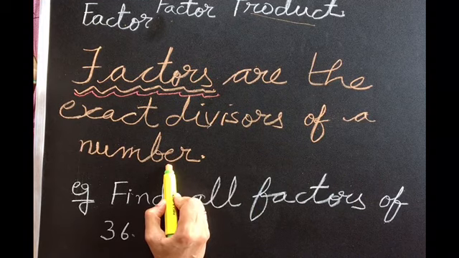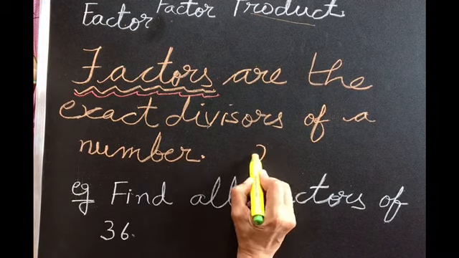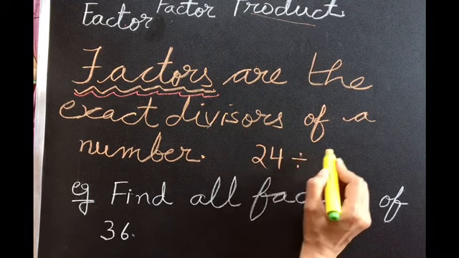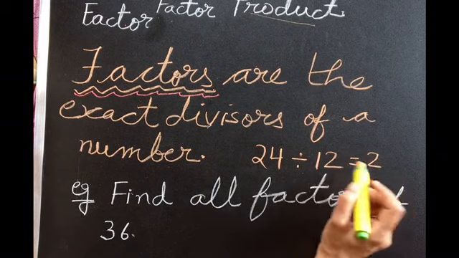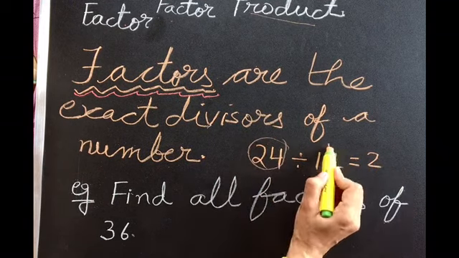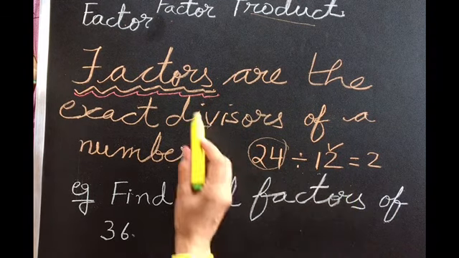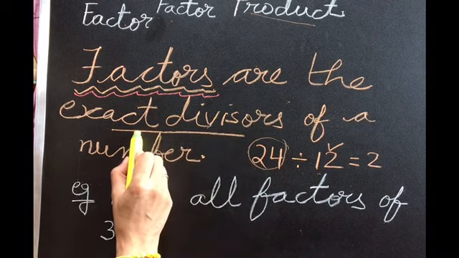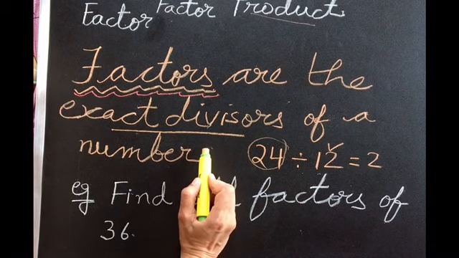That means if I talk about 24, if I divide 24 by 12, the answer will be 2. So this 24 is exactly divided by 12, so it is its factor. So factors are the exact divisor. Exact divisor when after division the remainder remains 0. If the value of remainder is 0, then it is the exact divisor.